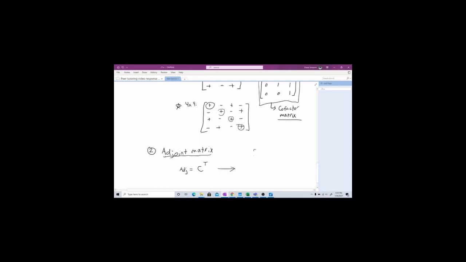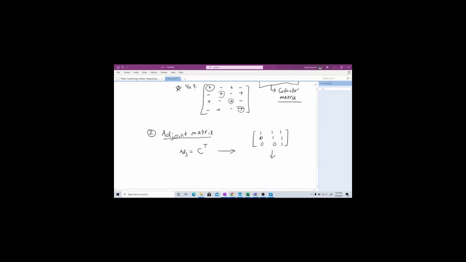So, for example, in this one, here's our cofactor matrix. And then here is the transpose. So we just flipped it over the diagonal. And that's how we get the adjoint matrix.